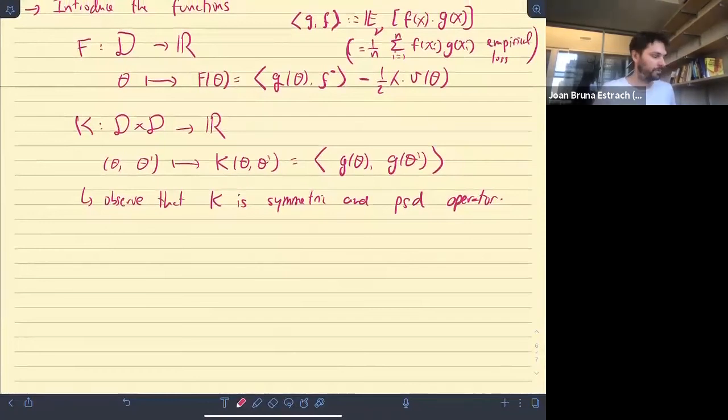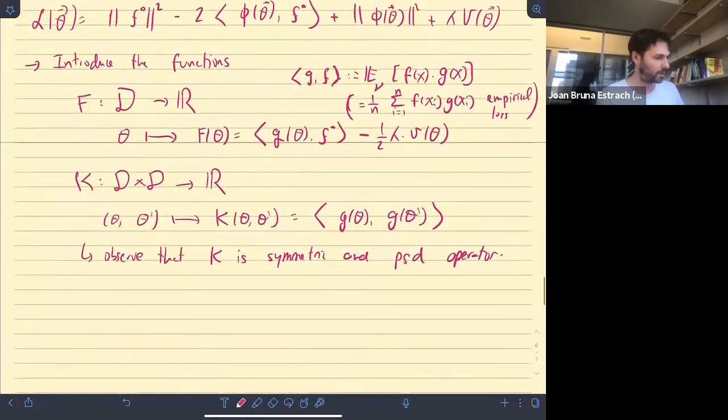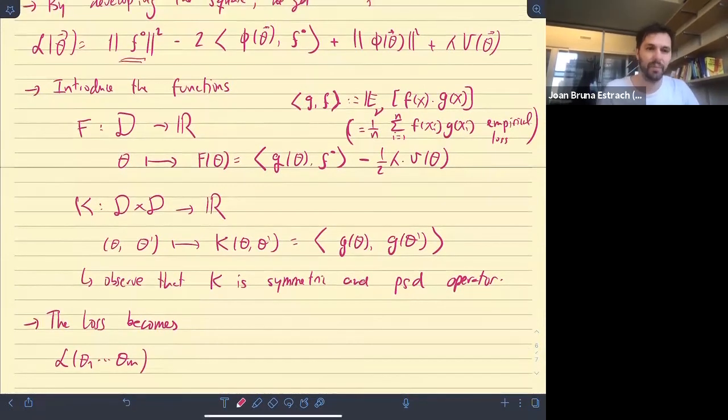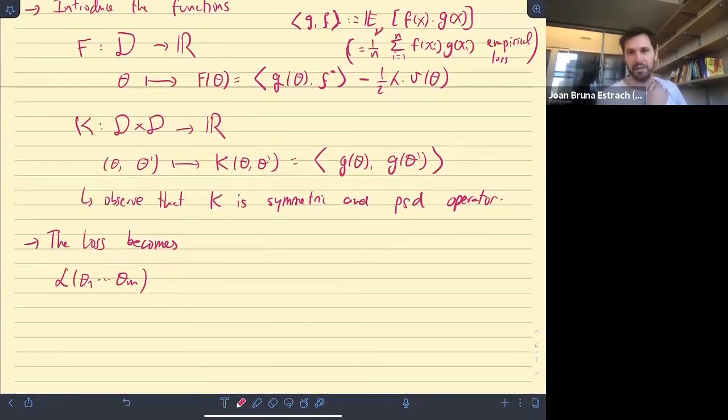All right, we have these two functions. So how can we use these two functions now to clean up these losses a little bit? Let's try to use F and k to clean up the loss. So the loss becomes, again, the loss with respect to all this collection of parameters. The first term doesn't depend on the parameters at all, so we can forget about it. It's something that doesn't change anything for us. That's the constant that is irrelevant.